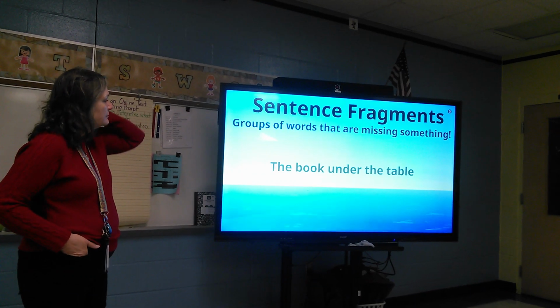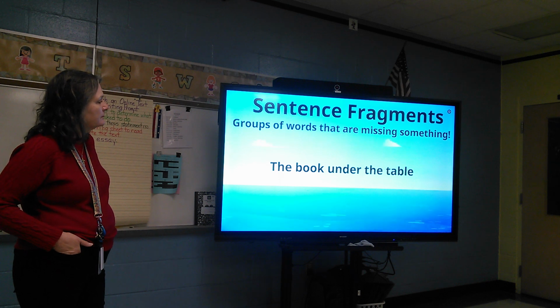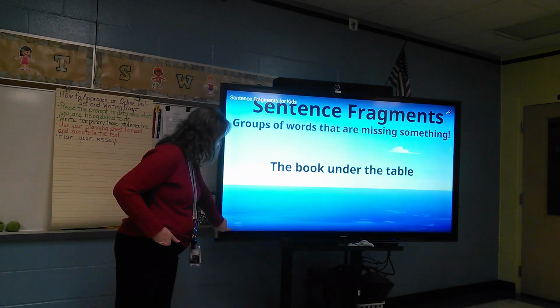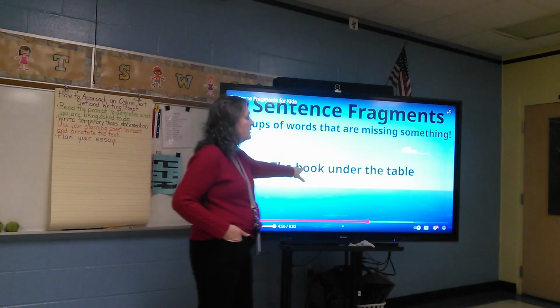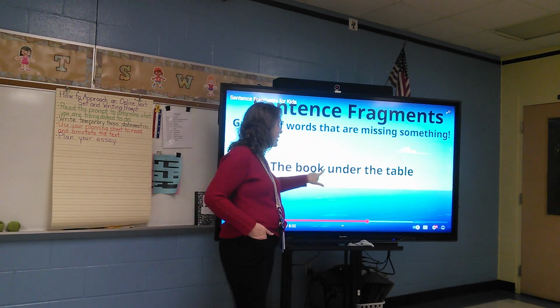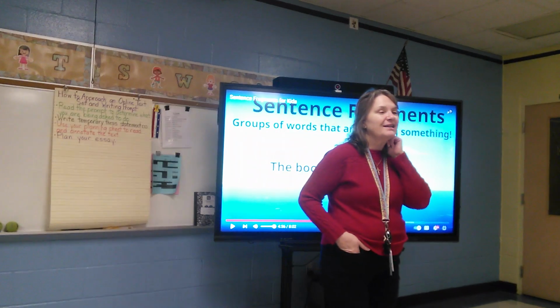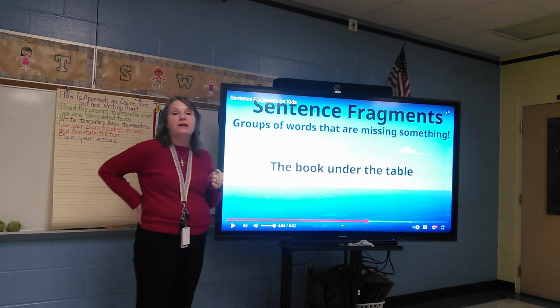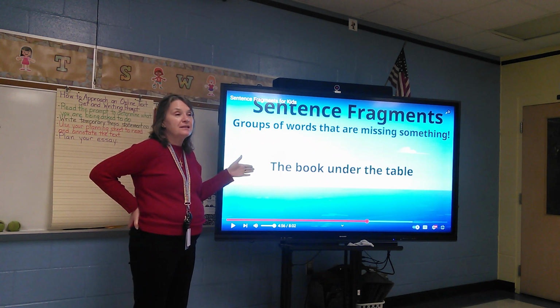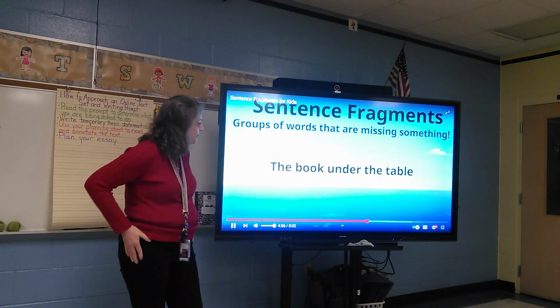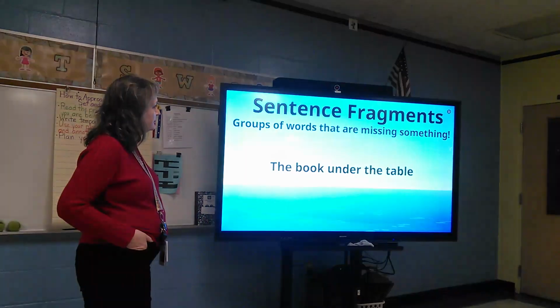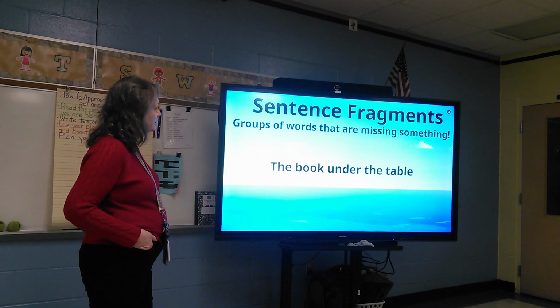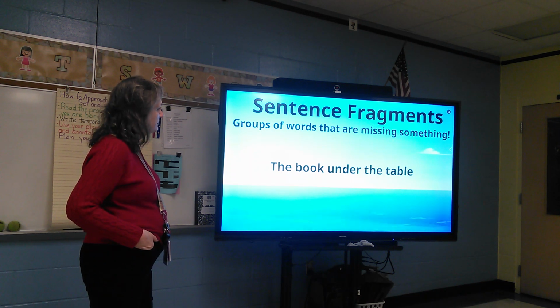Like this, the book under the table. Well, the book under the table, where's the verb? Okay, so the book is what? Subject. Under the table, who remembers what I just said? What is that called? Prepositional phrase. Good job. All right, so is there a verb here? No. Is this a sentence? No. There's no verb. It has a subject, the book, but there's no verb. It doesn't tell us what's going on with the book. What about the book under the table? There's so many unanswered questions. This is not a complete thought. The book under the table is a sentence fragment.